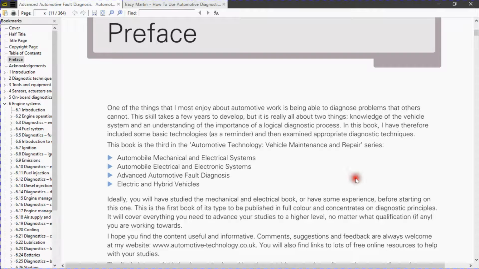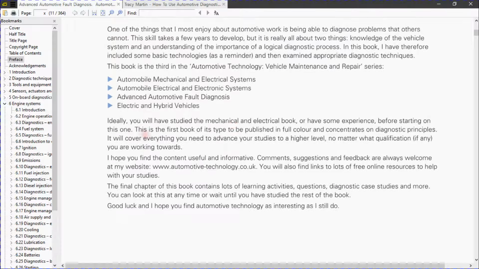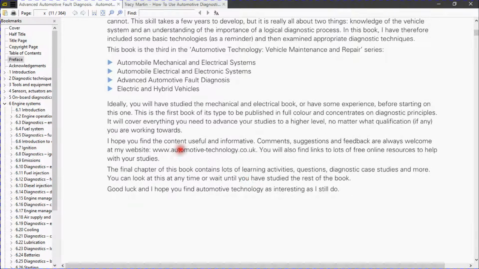And this book is the third in the Automobile Technology vehicle maintenance and repair series. Before that we have automobile mechanical and electrical systems, electrical and electronics, then automobile fault diagnostics, just the one we are reading, third one, and then electric and hybrid vehicles. So ideally you will have studied the mechanical and electrical books, or have some experience there before starting on this. This is the first book, it is published in full color and contains material on diagnostic principles.